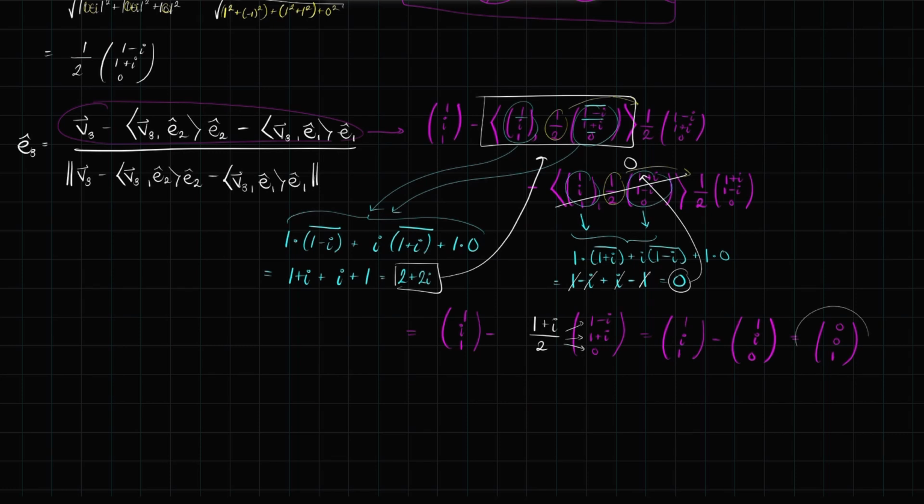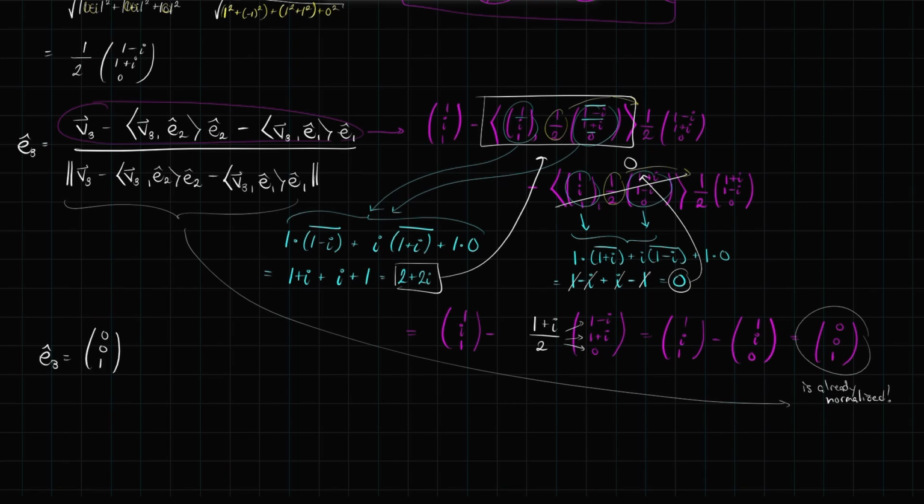Now we'll notice that in fact 0, 0, 1 is already normalized. So that's quite exciting, and it means I don't have to worry about the entire denominator here because I already know that 0, 0, 1 is normalized. That means that E3 is the vector 0, 0, 1.